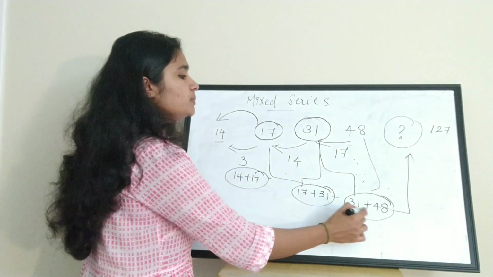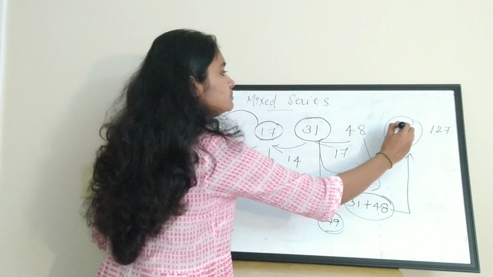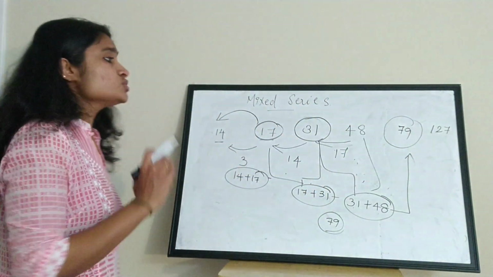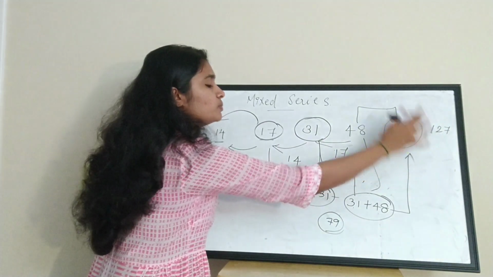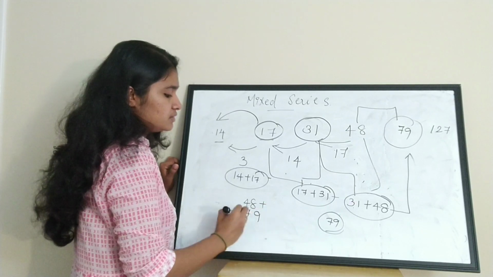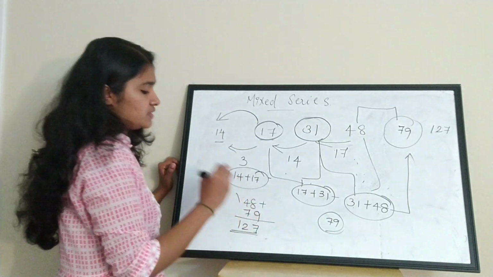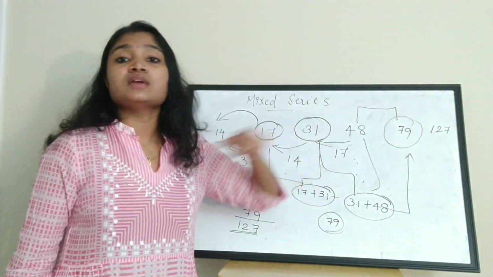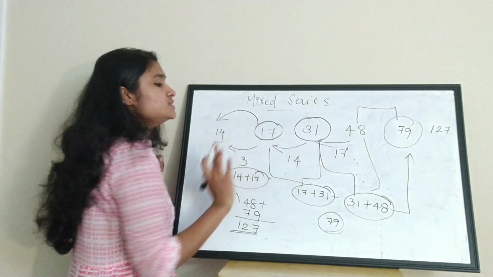So here 31 plus 48 is 79. That is, 79 is your missing number. Now we have to find whether this follows the series or not. So for that we have to take the sum of these two and check whether 127 is obtained. Right. So 48 plus 79 is 127, right? So the series is formed here and your missing number is 79. So the series is formed by adding your adjacent numbers.